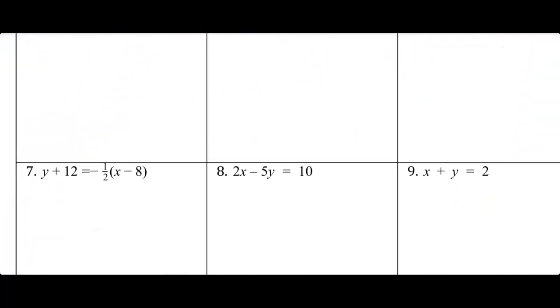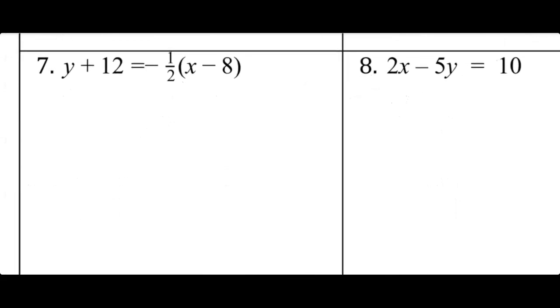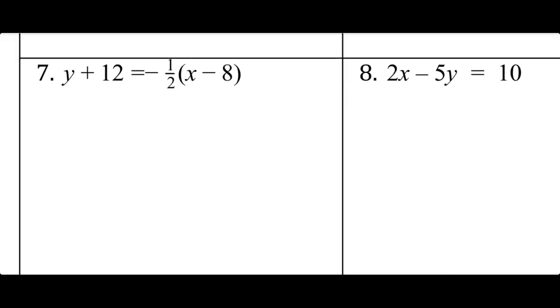Now let's jump down to number 7. Number 7 has a little bit more work. So to get into that slope-intercept form, we need to get the y by itself, and we need to get rid of the parentheses. So we'll do that by distributing the negative 1/2. So that's y plus 12 is equal to negative 1/2 x. And negative 1/2 times negative 8 will give us positive 4. So negative times a negative is a positive. Half of 8 is 4.